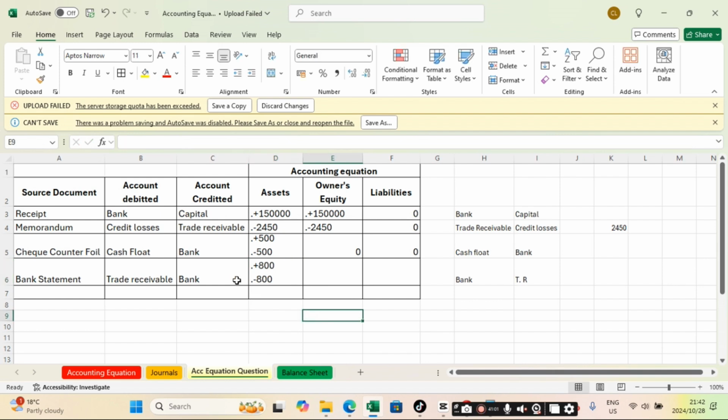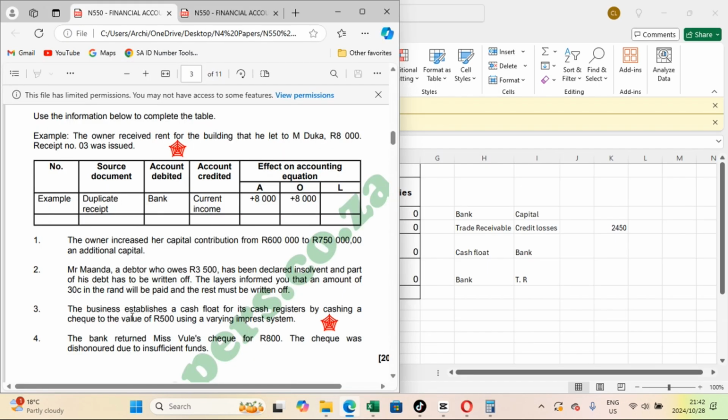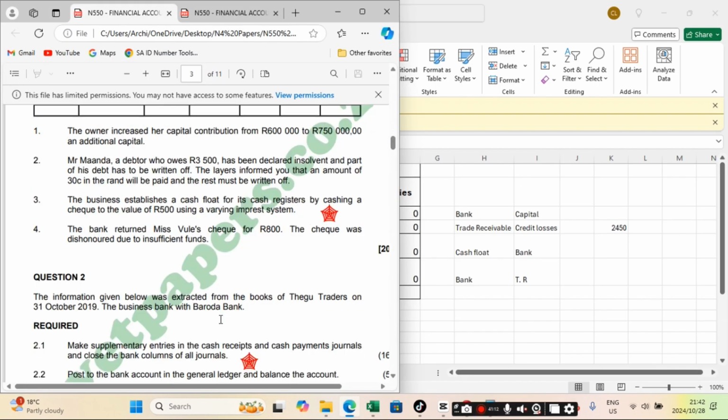Okay. So we're going to have something like this, and then our owner's equity is not affected. This is not affected also. So I think we are done with that accounting equation. So that's how you deal with your accounting equation, guys.